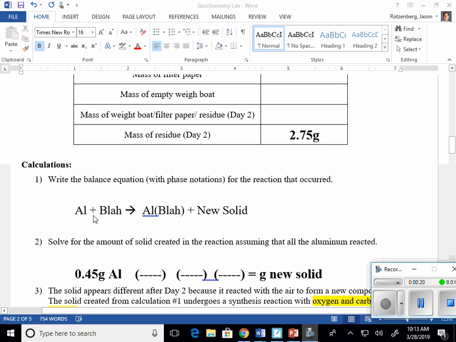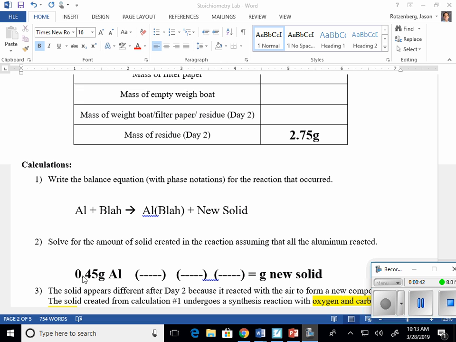Calculation number one was the balanced equation from day one. Notice I'm not giving you the exact equation because I don't want to give you answers. However, you had aluminum plus a solution making a new compound and a new solid. That new solid is what we have to be aware of, because in question 2 you're using stoichiometry.